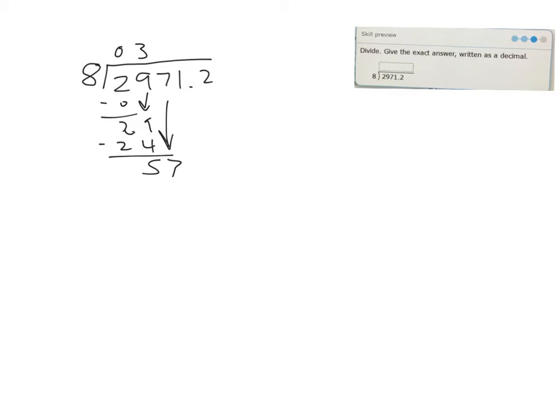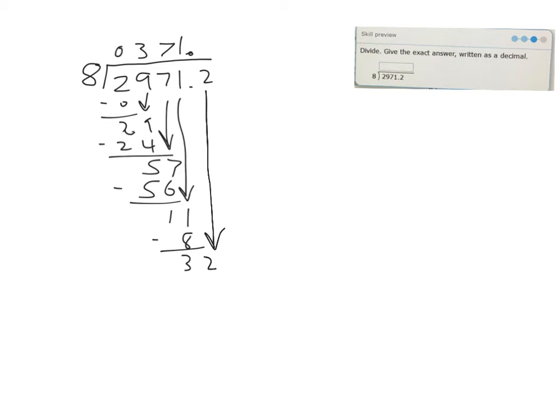How many 8s can I take out of 57? 8 times 7 is 56, so we'll say 7. 7 times 8, 56, minus equals 1. Bring down the 1. How many 8s can I take out of 11? 1. 1 times 8 is 8, minus equals 3. I'm going to pause just to put that decimal up there. Remember, directly above the decimal. I've been careful about lining up my numbers appropriately. So now I'm going to bring down that 2. How many 8s can I take out of 32? 4. 4 times 8, 32.